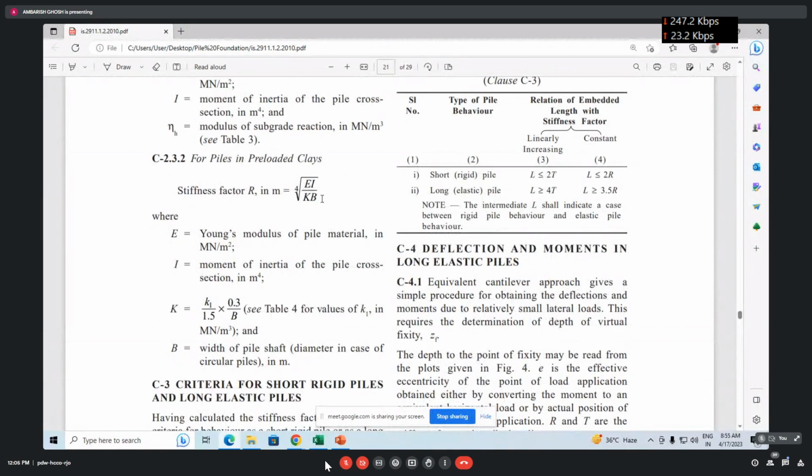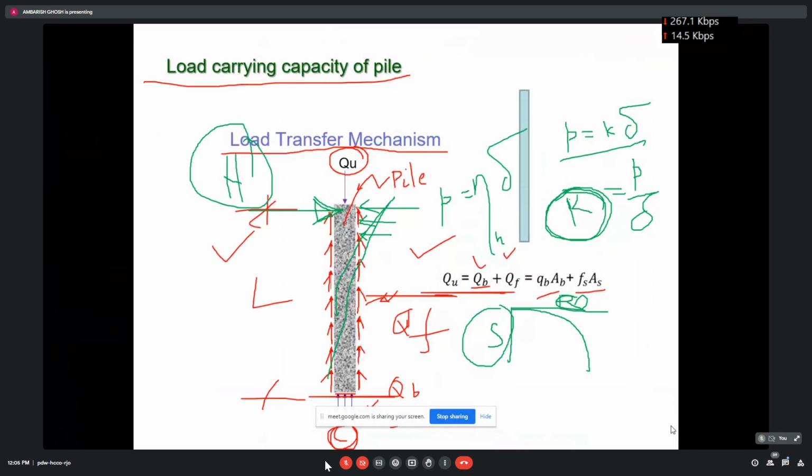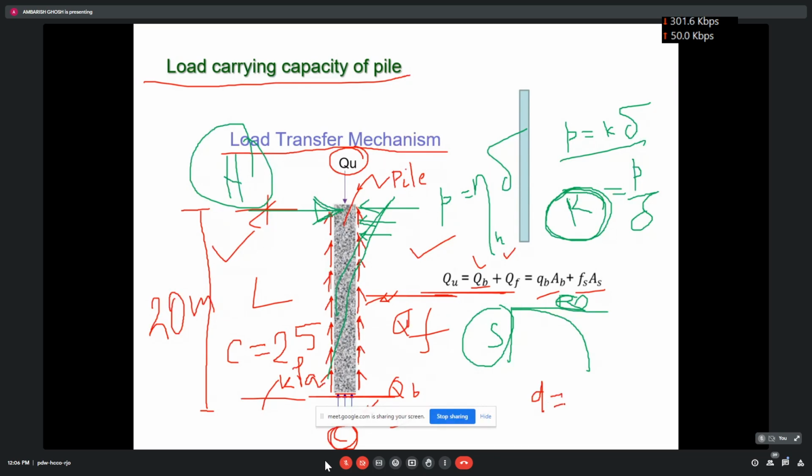Can you do it? So let us take one example, that will be better. Say this pile is having length, say 20 meter, but it will not come into the picture while calculating lateral load, and you take c equal to say 25 kilopascal. Now let us calculate the horizontal load carrying capacity of the pile. Pile diameter, you take D equal to say 500 mm. Please write down this.